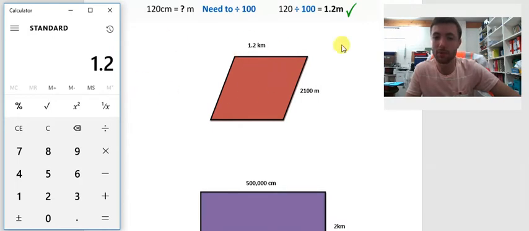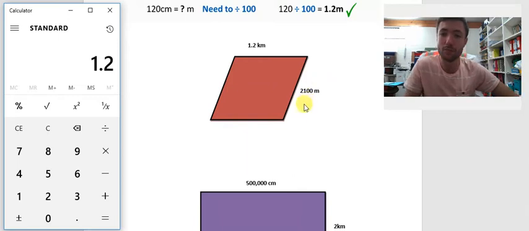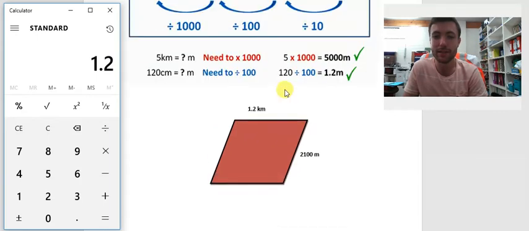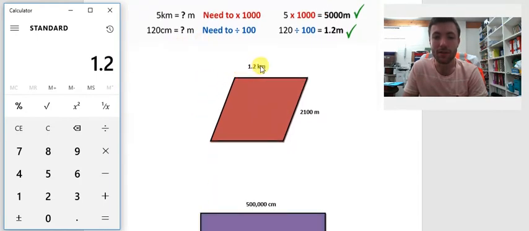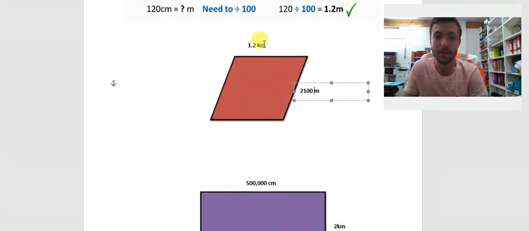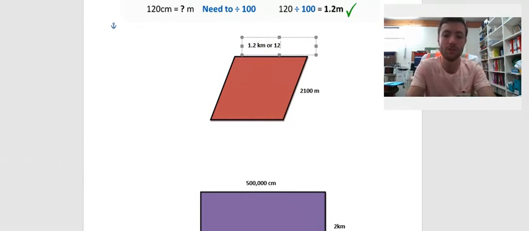Let's look down at this one here. We have this shape. It's 1.2 kilometers along the top, and it's 2,100 meters along the sides. If we wanted to find the perimeter, or calculate the area, we would need to convert these into the same unit. To do that, we need to use our chart. If we go from kilometers to meters, we take 1.2, and I know that there's 1,000 meters in a kilometer, so we just times it by 1,000. If you get stuck, just have a look at the chart, see what you need to do. So here we got 1.2 kilometers, or 1,200 meters.